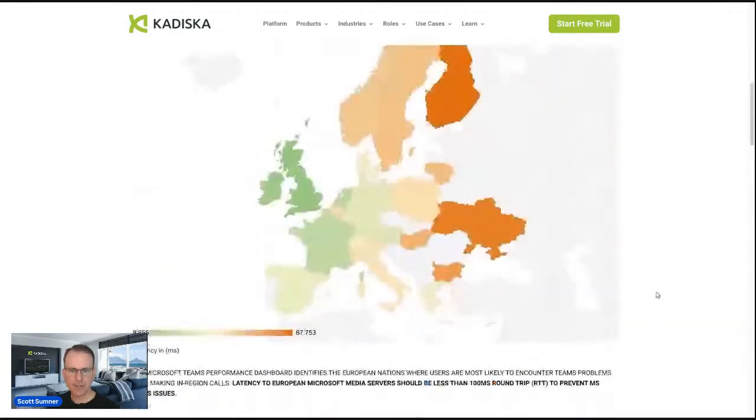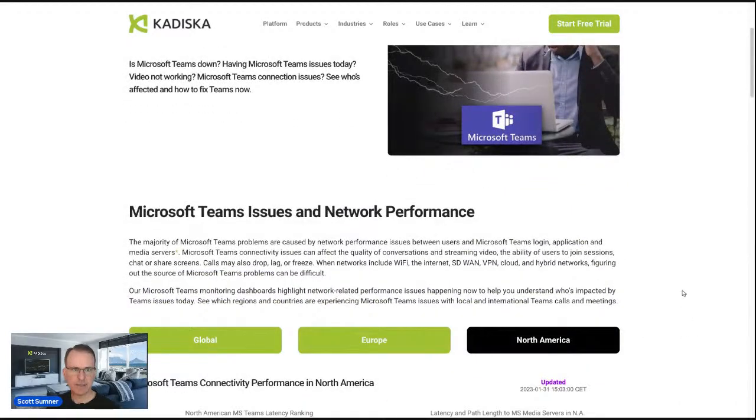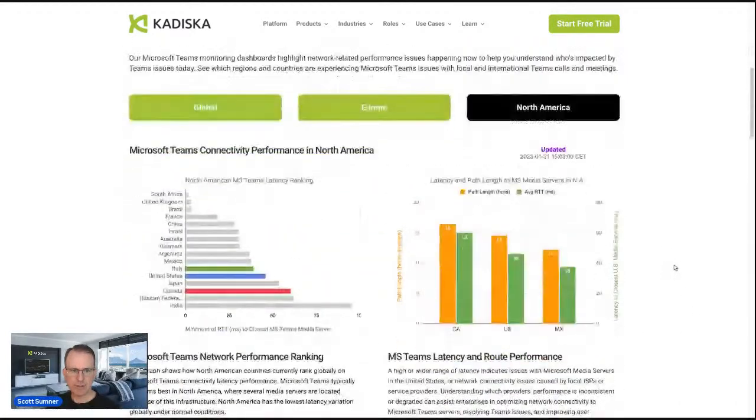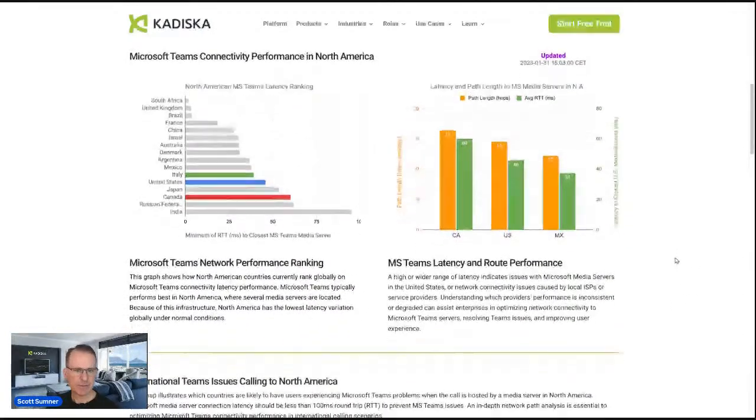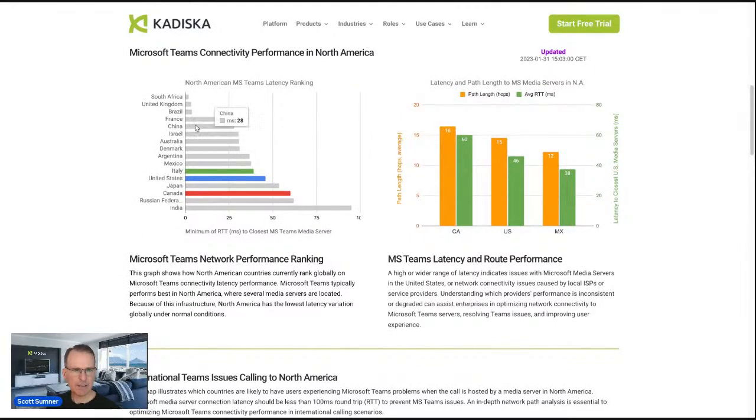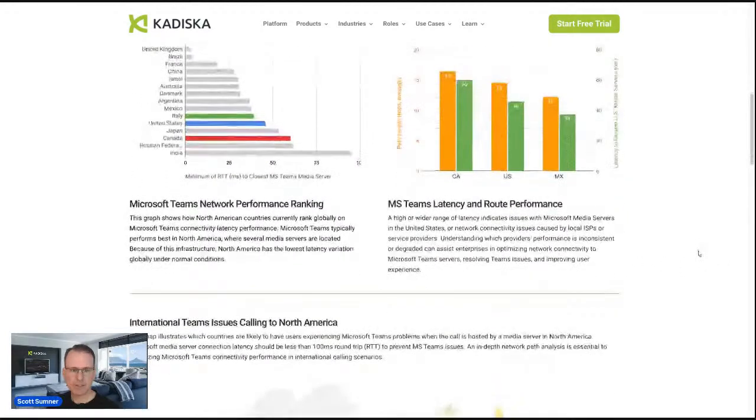Finally, we could take a quick look here at North America, and we have similar statistics, except North America is a little bit of a different environment because it's all very close to each other. So you'll see that in Canada, US, and Mexico, the performance is very similar. You can see how the US and Canada and Mexico rank against other countries in terms of their latency. So what's interesting is they're not really at the shortest, even though a lot of media servers in North America. You will get a better experience if you're in the UK or Brazil, France, so quite a few other countries connecting quicker into Microsoft Teams media servers.